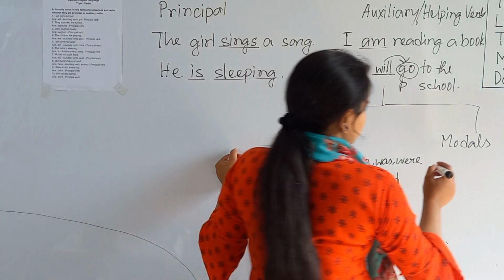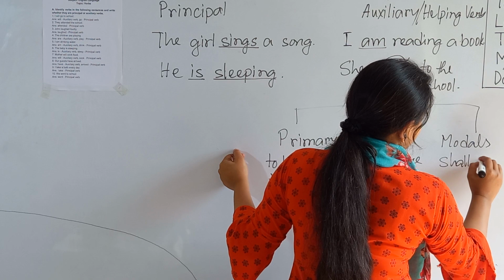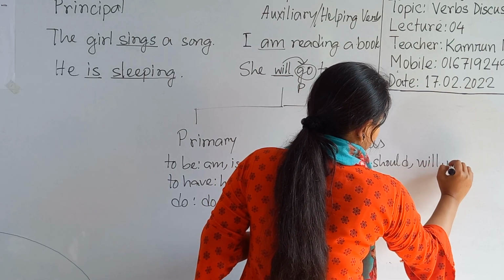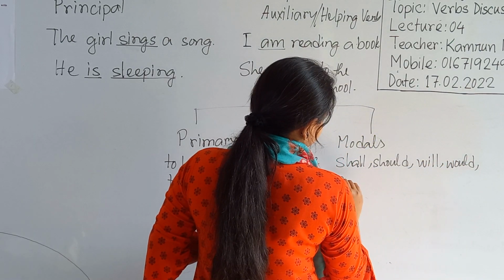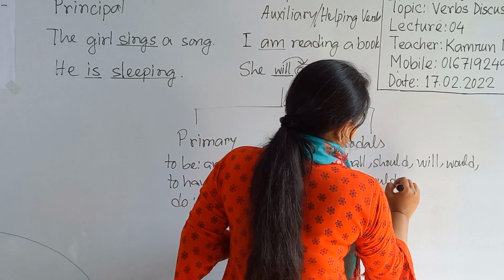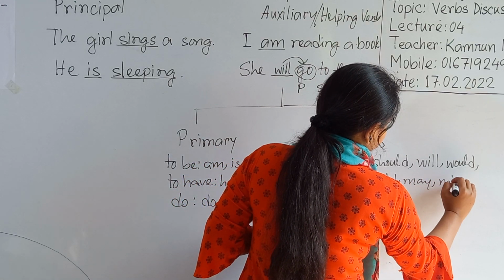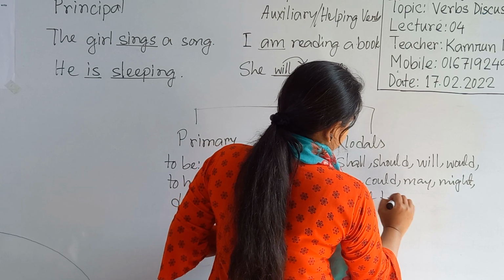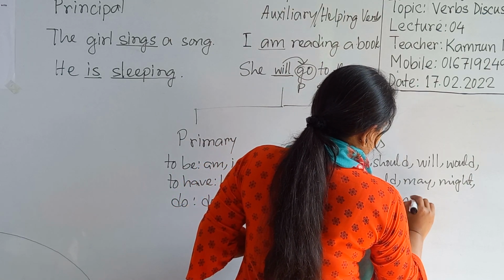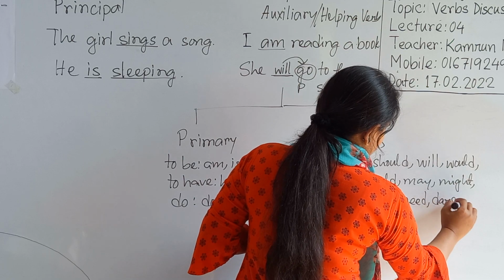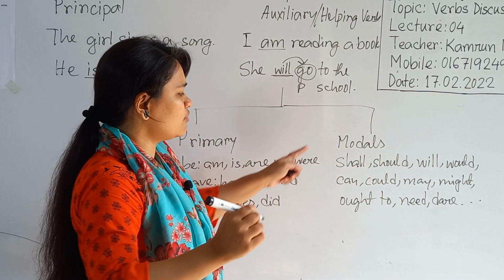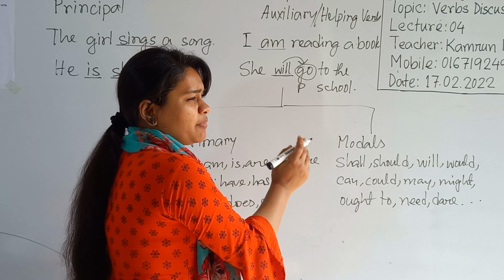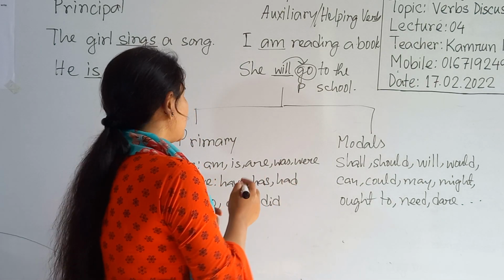And there are also modal auxiliaries. What are they? There are many modal auxiliaries like shall, should, will, would, can, could, may, might, ought to, need, dare, etc. Okay, so those are called modals. And after a modal auxiliary verb, you will always write the present form of the principal verb, that means the base form of the principal verb.